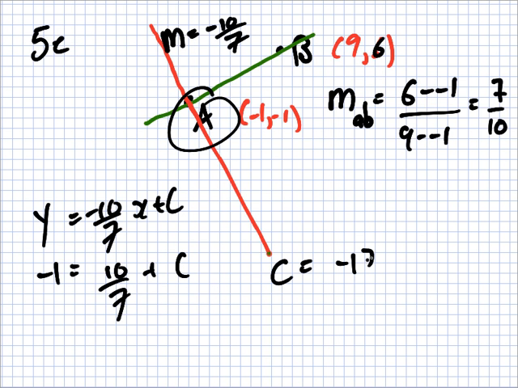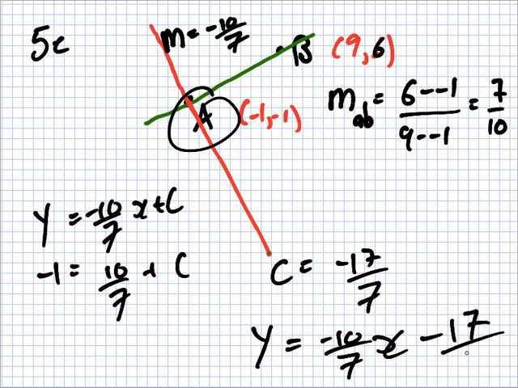Minus 17 over 7 for c? I was just confused by the wording of the question. Is that right? Yeah. So I have y equals minus 10 over 7x minus 17 over 7.